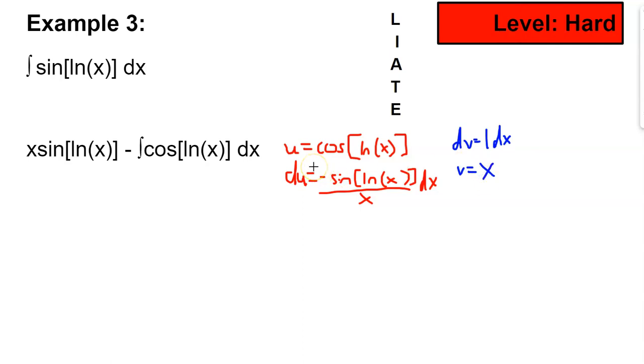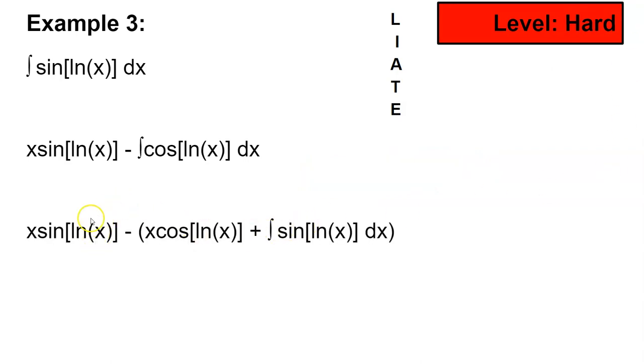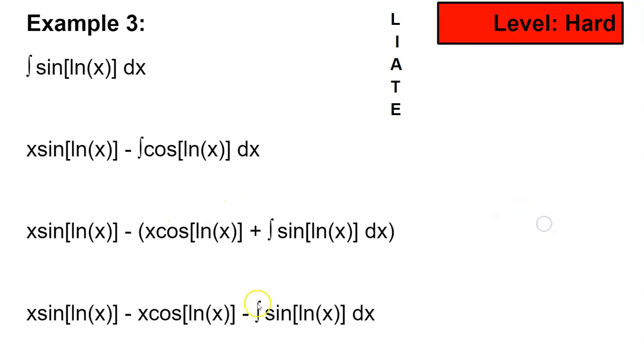So once again, use the equation uv minus the integral of v du, and what do we get? We get x sine of ln of x minus all of x cosine ln of x plus the integral of sine ln of x dx. And if you haven't realized already, let me just distribute that negative sign. You'll probably realize that we have to do integration by parts again.